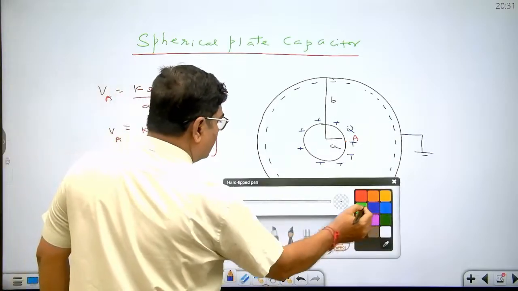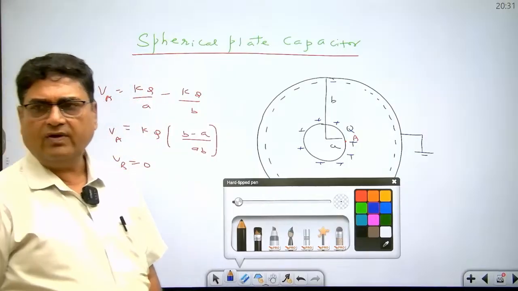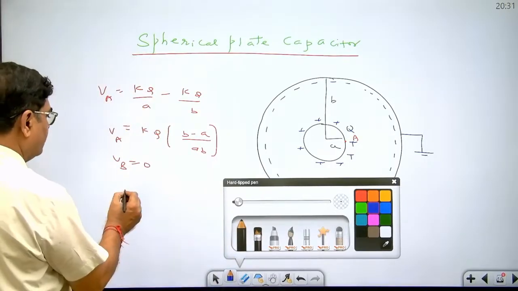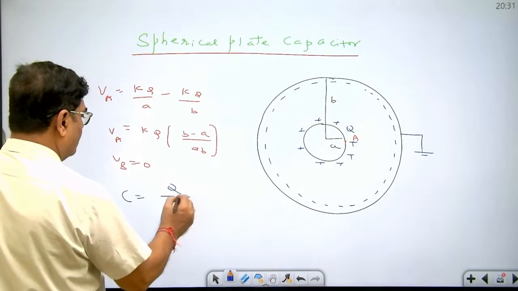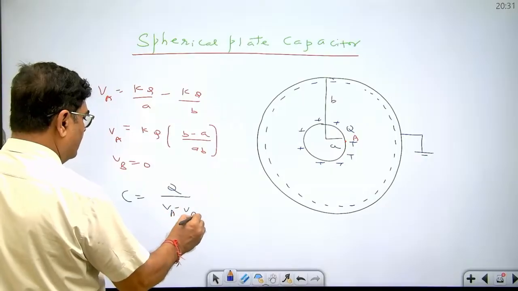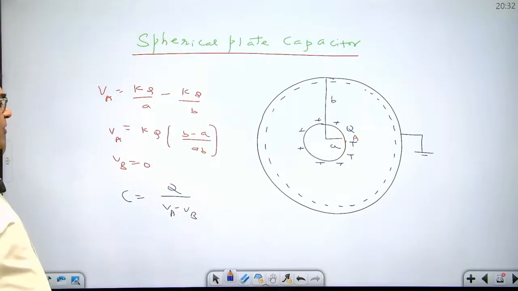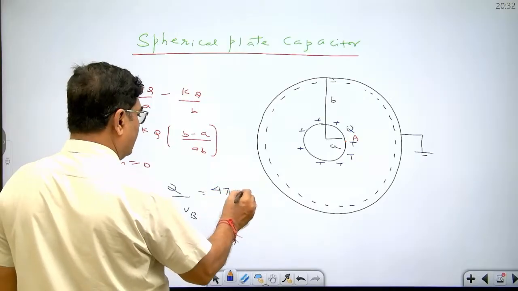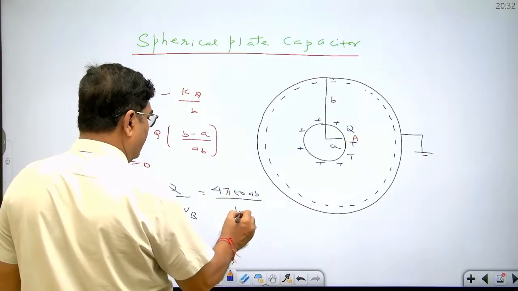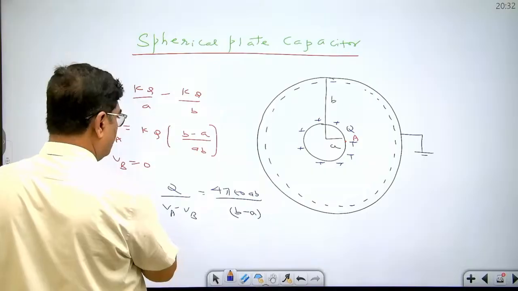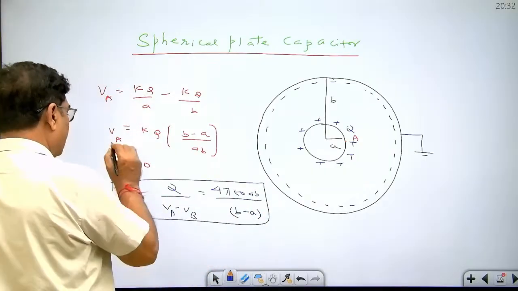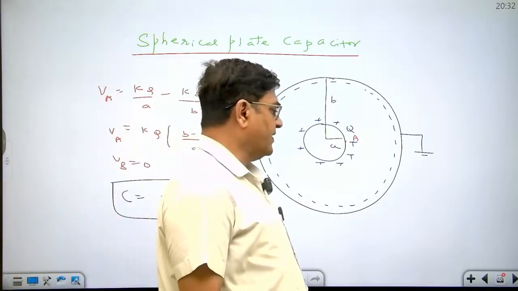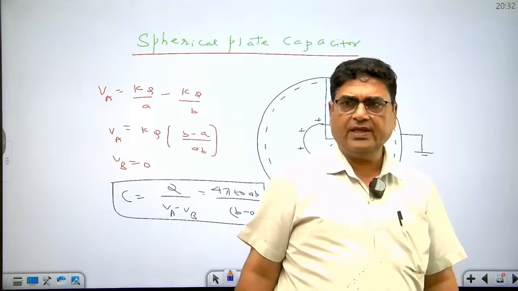So dear student, what is the value of capacitance? C is Q upon VA minus VB, the charge given to any one plate divided by the potential difference between the plates. So what is the answer? The answer is 4 pi epsilon 0 AB upon B minus A. Dear student, this is the capacitance of the spherical plate capacitor.